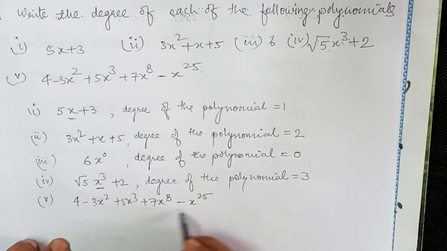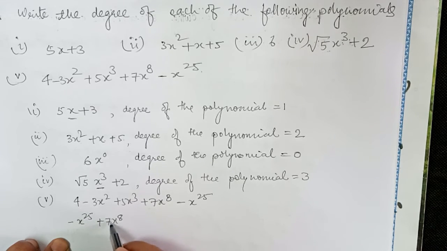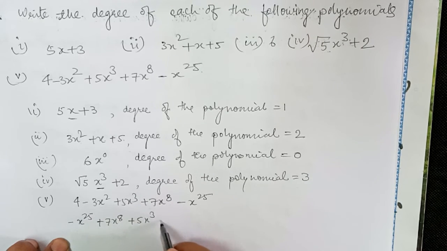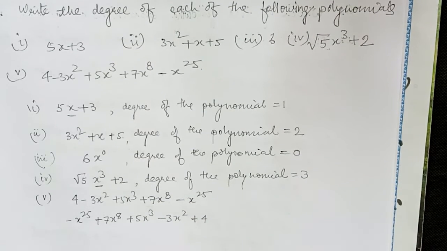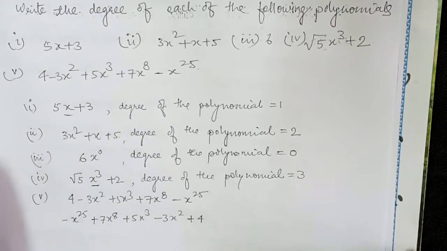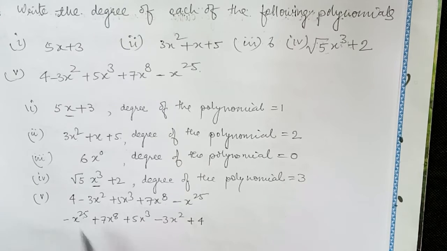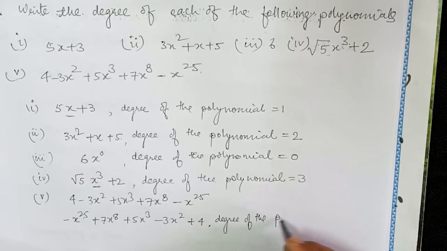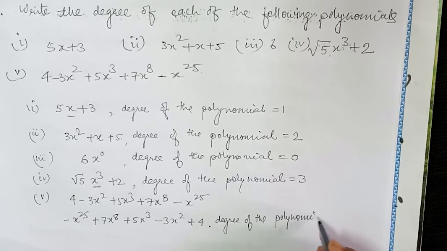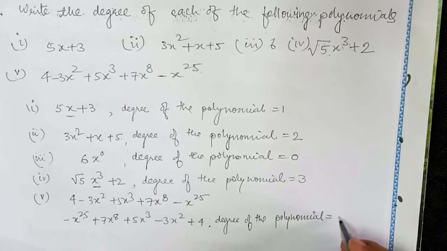Now see this whole polynomial. पहले हम इसको अरेंज करेंगे. We are going to arrange it from the highest power, then 7x to the power 8, then 5x to the power 3 minus 3x square plus 4. Now if we go through this, if we observe this, what we are getting? The highest power is going to be 25. So degree of the polynomial is equal to 25.